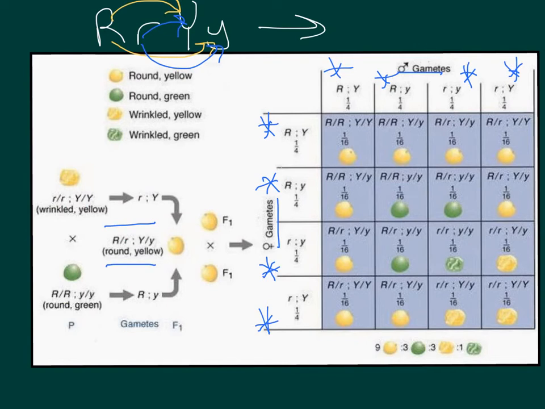So you do your crosses, and what do you end up with? This gamete would give you a big R. This gamete would give you a big R. So you have big R, and then you have two big yellows, two big Ys. So this plant is round and yellow.